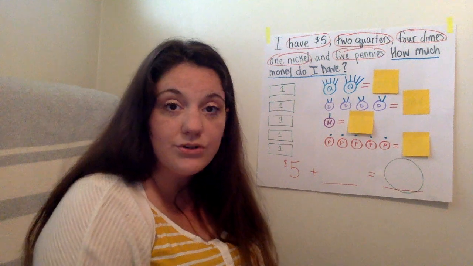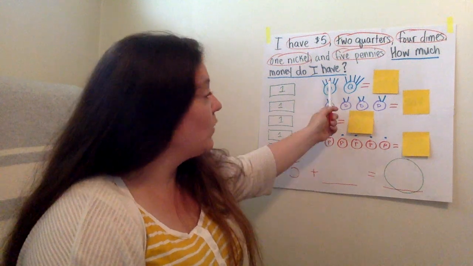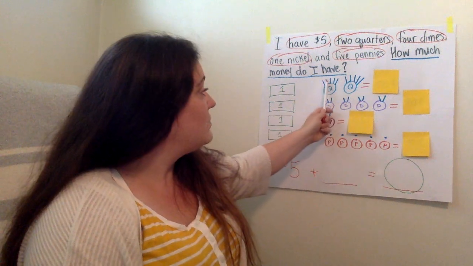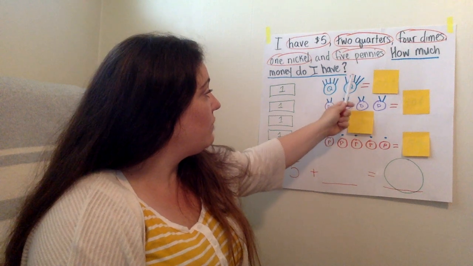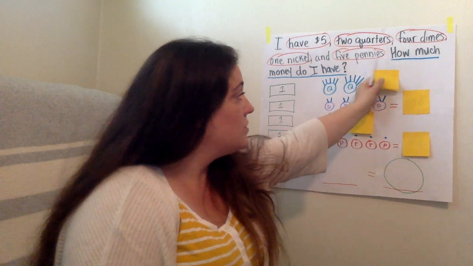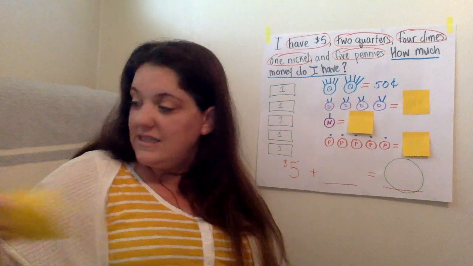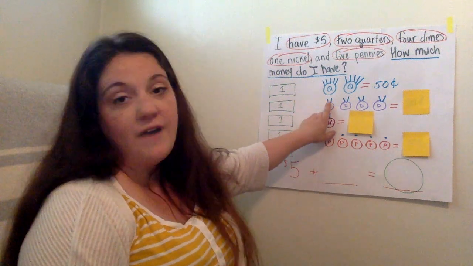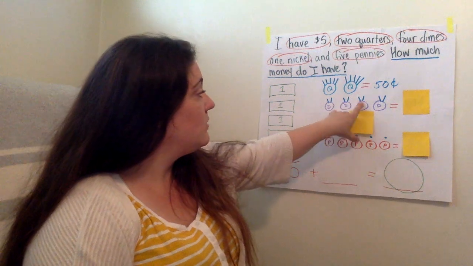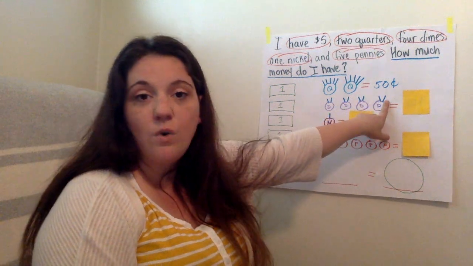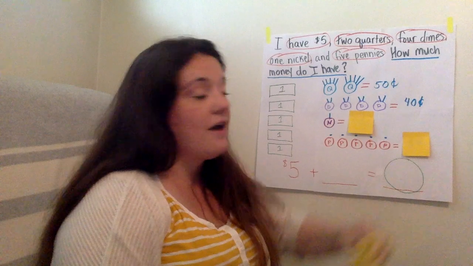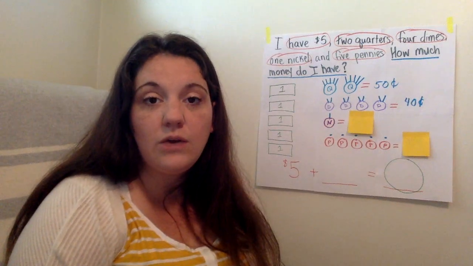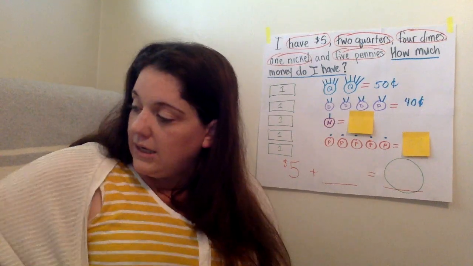I have 2 quarters. So with my hairy money technique, I can quickly count by fives. 5, 10, 15, 20, 25, 30, 35, 40, 45, 50. So I know my 2 quarters is 50 cents. So far I'm at 50 cents. Let's look at our dimes. 5, 10, 15, 20, 25, 30, 35, 40. So now I know I have 4 dimes, which is equal to 40 cents.